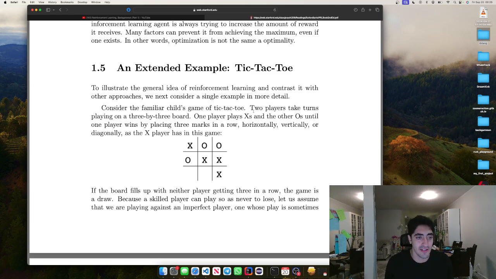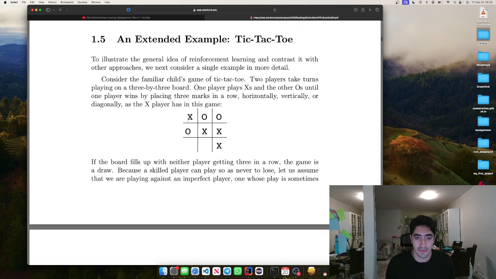Two players take turns playing on a 3x3 board. One player plays X's, another O's, until one player wins by placing 3 markers in a row horizontally, vertically, or diagonally, as the X player has in this game. If the board fills up with neither player getting 3 in a row, the game is a draw because the skilled player can play so as never to lose.